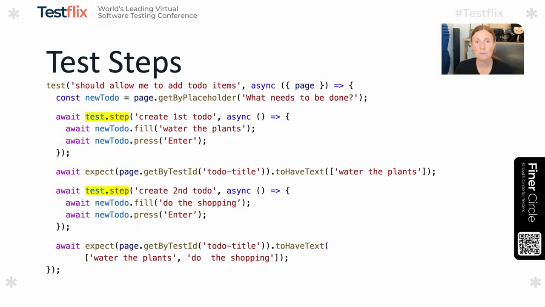Test steps. Test steps are really cool. You can do await test.step and then put all your things into one step. So this is great for us to do. Very simple example: water the plants and then press enter. And the second step, I've got create the second to do. And those implementation details are kind of hidden.